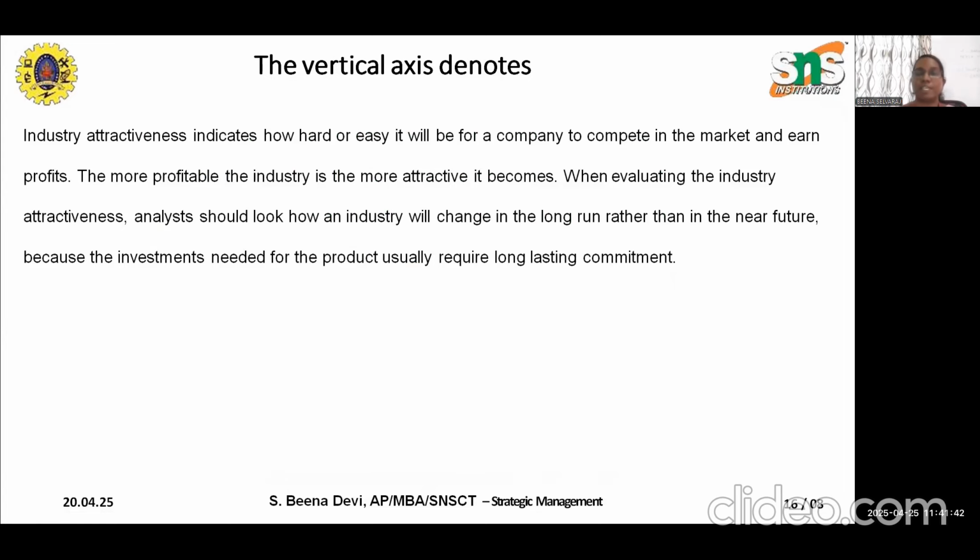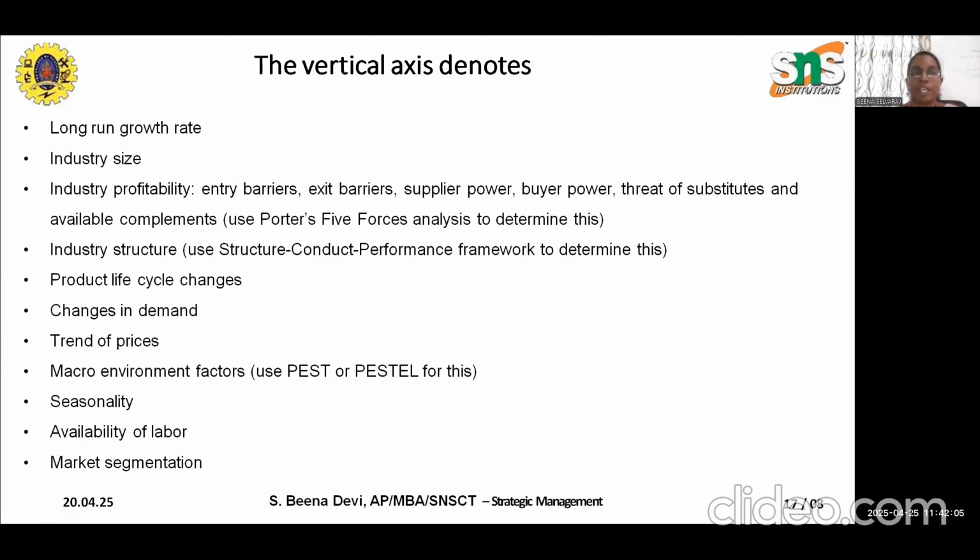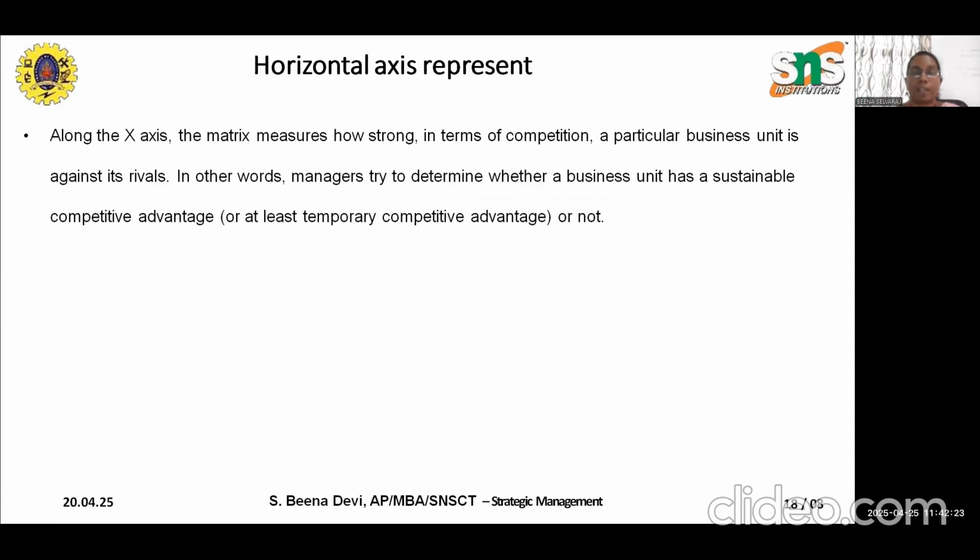The more profitable the industry is, the more attractive it becomes. That is why the industry attractiveness is taken into consideration in the vertical axis. When evaluating industry attractiveness, analysts should look at how an industry will change in the long run rather than in the near future, because the investment needed for the product usually requires long lasting commitment. So the vertical axis denotes the long run growth rate, the industry size, the industry profitability, industry structure, product life changes, changes in demand, trends of prices, the macro environment factors such as PESTEL analysis, seasonality, availability of labor, and the market segmentation.